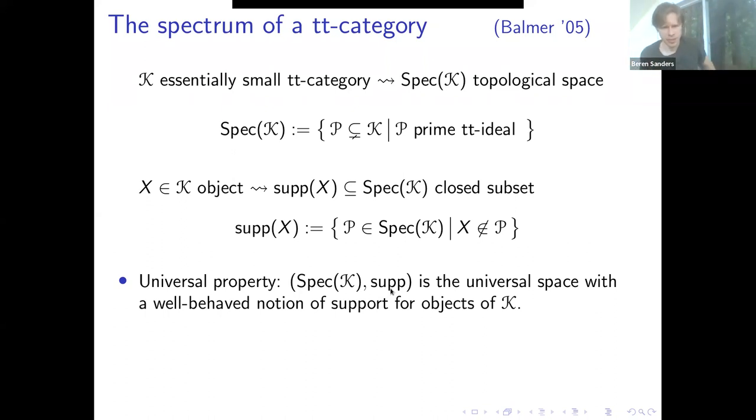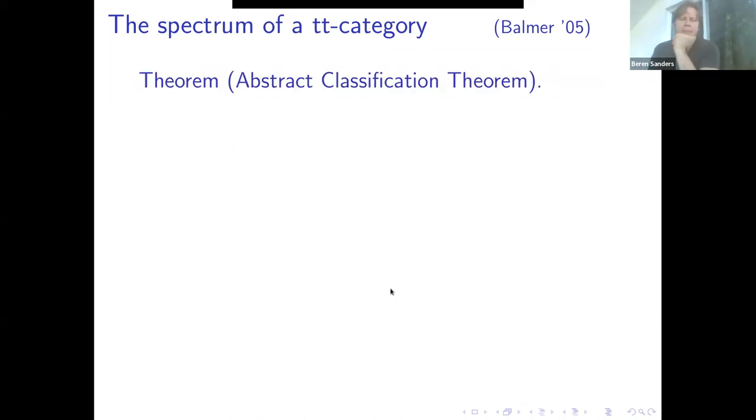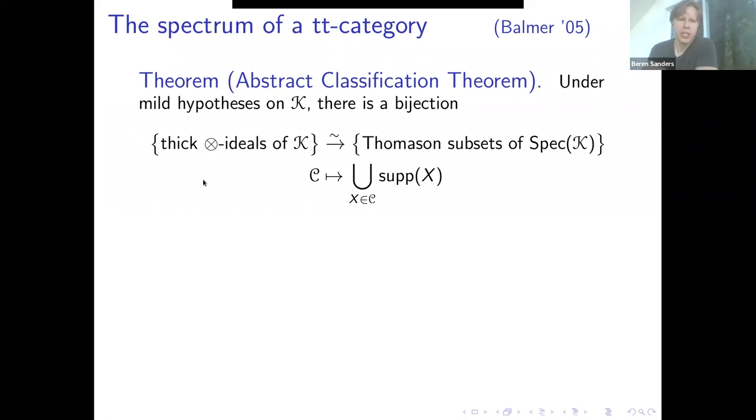So the Balmer spectrum is basically the space equipped with the universal notion of support for these objects. And what this universal notion of support gives you is that it always classifies the thick tensor ideals of your category. This is the abstract thick subcategory classification theorem, which says that there's a bijection between the thick tensor ideals of your category and certain subsets of the Balmer spectrum, given by sending a thick tensor ideal to the union of the supports of the objects in that subcategory.